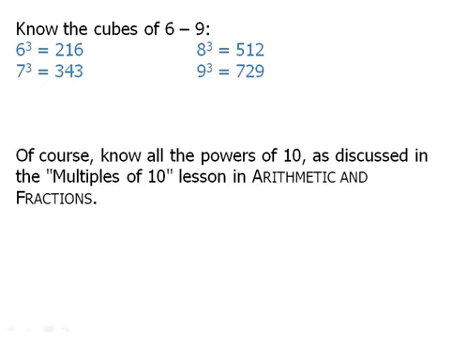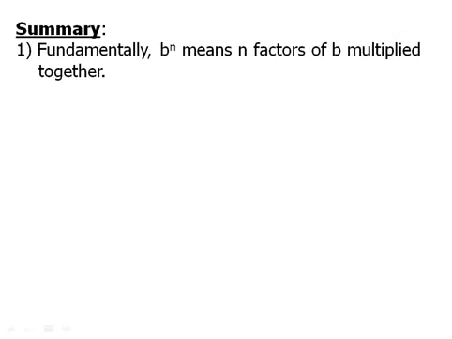And of course, know all the powers of 10. That was discussed in the multiples of 10 lesson. It's very easy to figure out powers of 10. You're just adding zeros, or for negative powers, you're putting it behind the decimal point. Fundamentally, b to the n means n factors of b multiplied together. That is the fundamental definition of an exponent, and it's very good as we move through the laws of exponents to keep in mind that fundamental definition of an exponent.